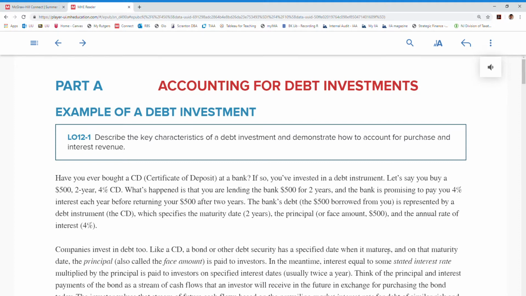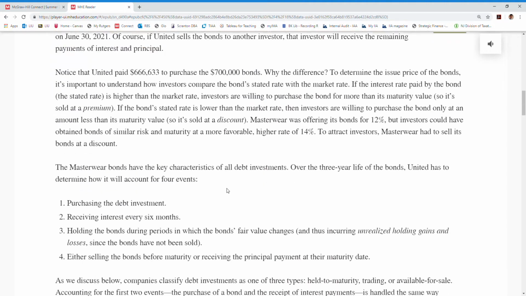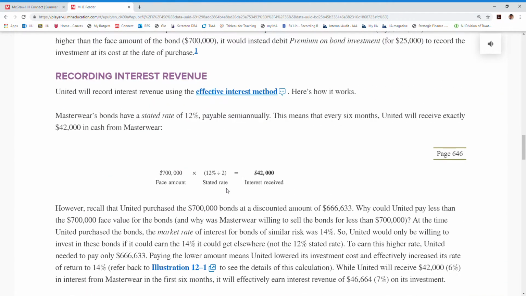Hi everyone, we're going over the investments chapter, accounting for debt investments. Our first learning objective is to describe the key characteristics of a debt investment and demonstrate how to account for purchase and interest revenue. So the question here is, when a company invests in a bond, first of all, what do we record it as on the balance sheet? And then how do we record the revenue as this progresses?